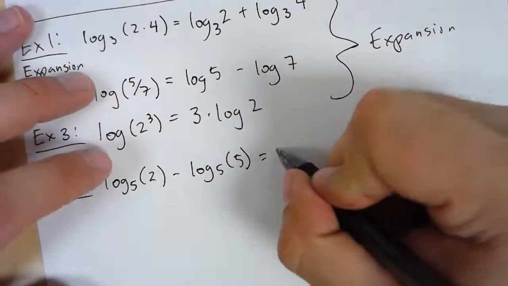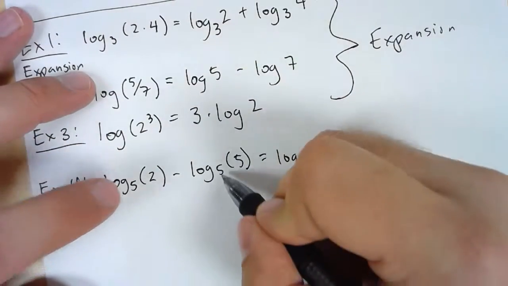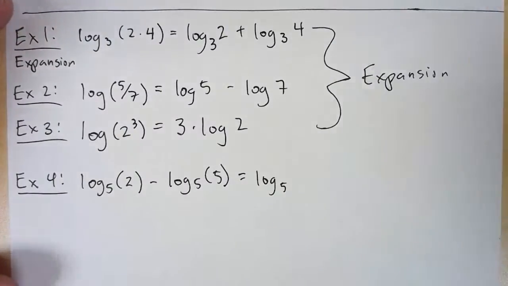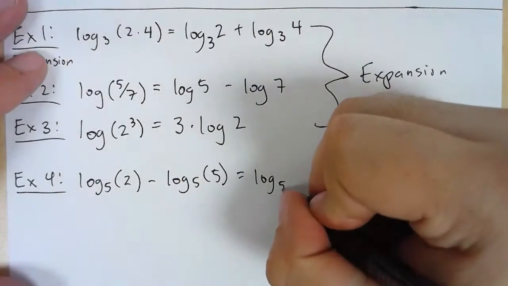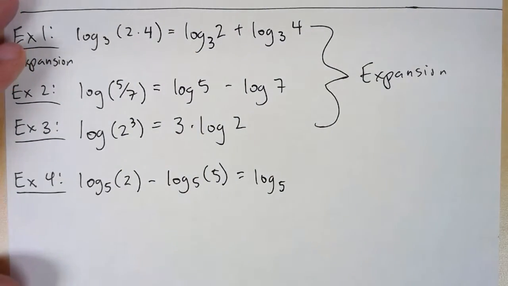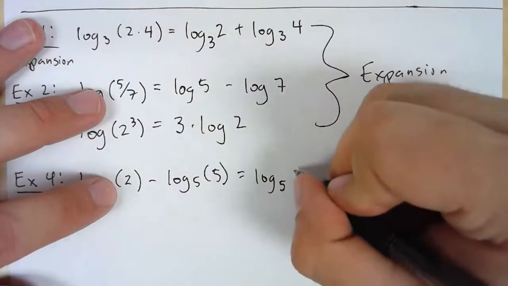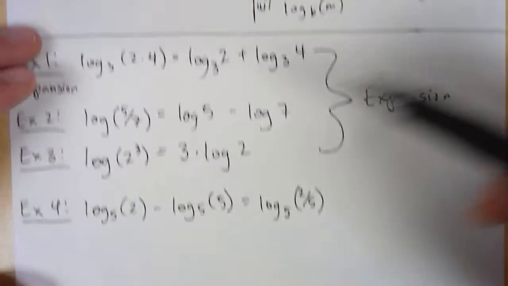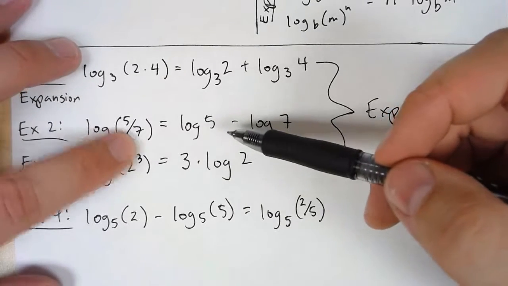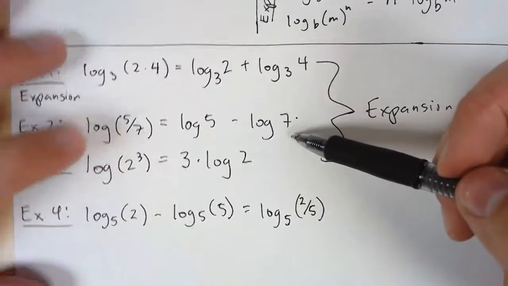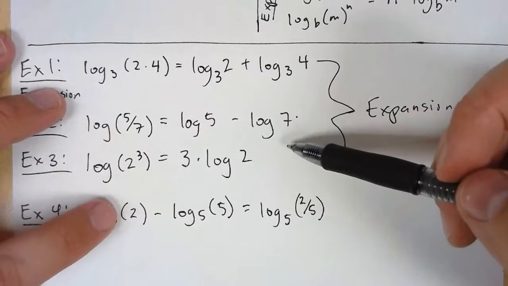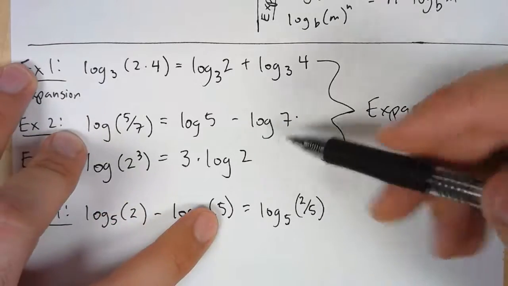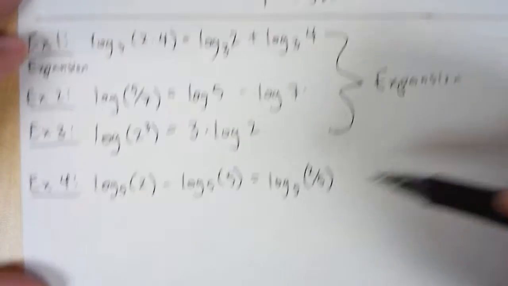So I'm going to write it as log with our same base. We have to have the same base to make this happen. If we don't have the same base, we just can't use the rule on them. Well, yet. Maybe when you get to pre-cal, you can use the rule. Of 2 divided by 5. Just like when we went backwards, we said 5 divided by 7 is 5 minus 7. If we say log of 2 minus log of 5, that's log of 2 divided by 5.